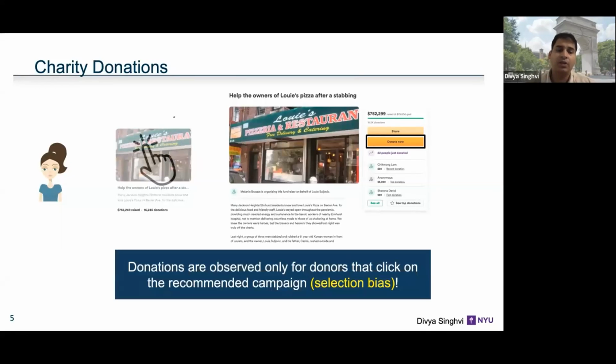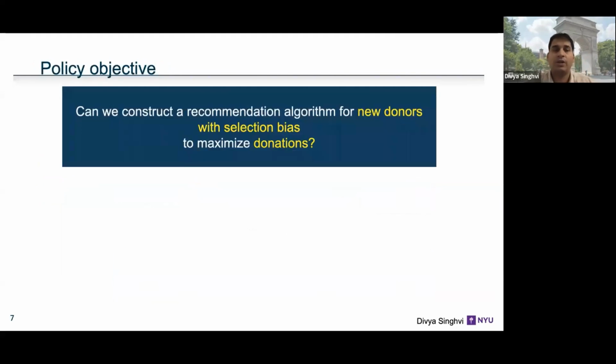What does that in fact mean? It means that donations are observed only for donors that click on the recommended campaign. So there's a large set of donors who probably visited the platform, but because the recommendation was not good, because they did not select the recommendation, there was no donation observation made. What this means is there's a selection bias going on. And what we'll try to do through the rest of this talk is answer: can we construct a recommendation algorithm for new donors with selection bias to maximize donations?